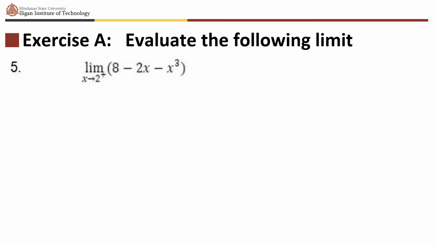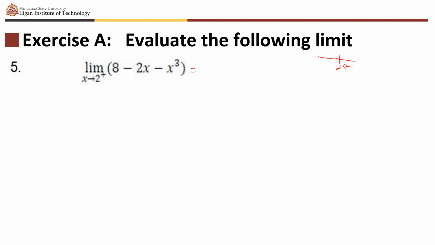For problem number 5, we are asked to find the limit of 8 minus 2x minus x cubed as x approaches 2 from the right. In this problem, direct substitution will do, because if we take the value of this function as x approaches 2 from the right, it will be all values greater than 2, almost 2.